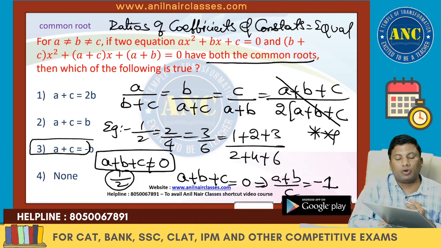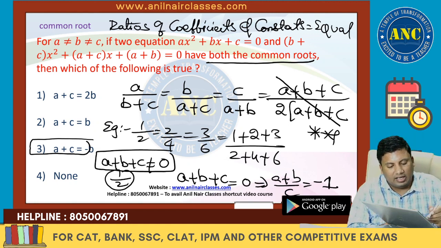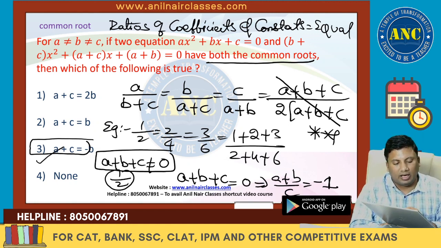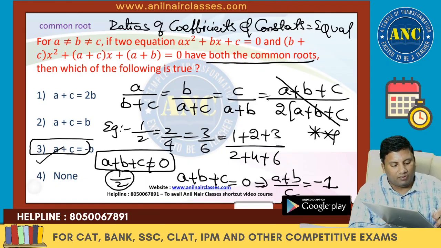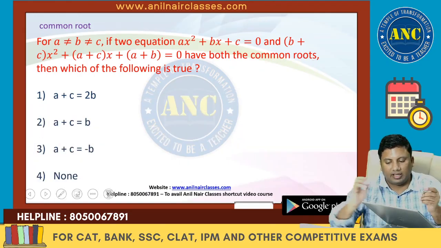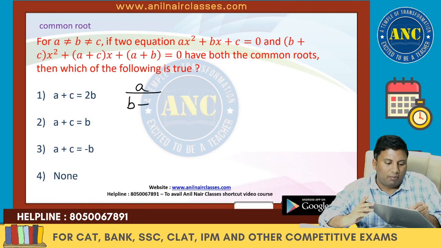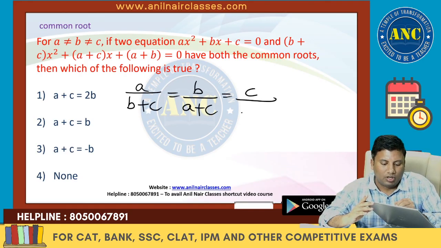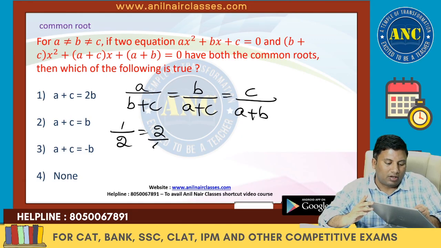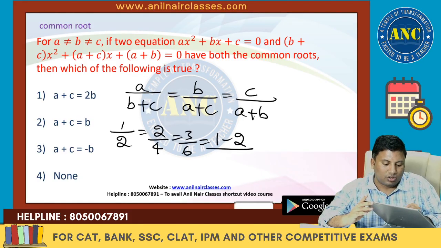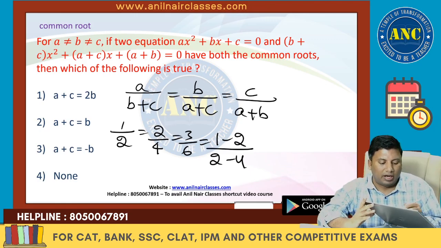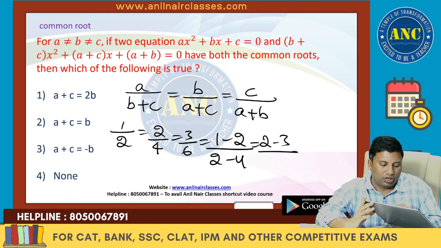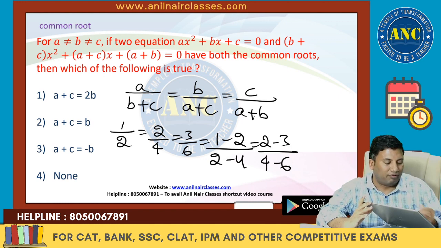Or you can do it in another way also. The answer is A plus C equivalent to minus B. Why is it minus B? We will see here, another way to look at it. It is nothing but A by B plus C equivalent to B by A plus C equivalent to C by A plus B. This is nothing but 1 by 2 equivalent to 2 by 4 equivalent to 3 by 6. It is also equivalent to 1 minus 2 by 2 minus 4, and also equivalent to 2 minus 3 by 4 minus 6.